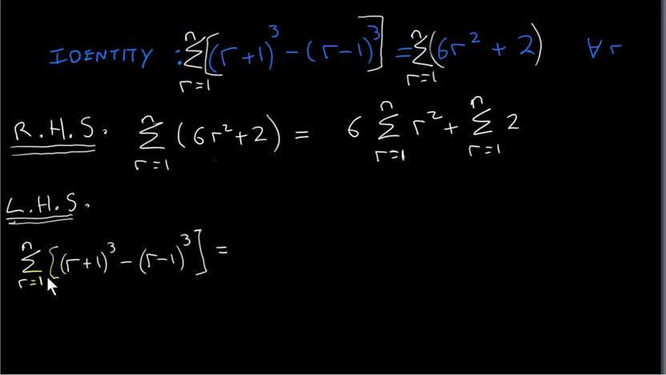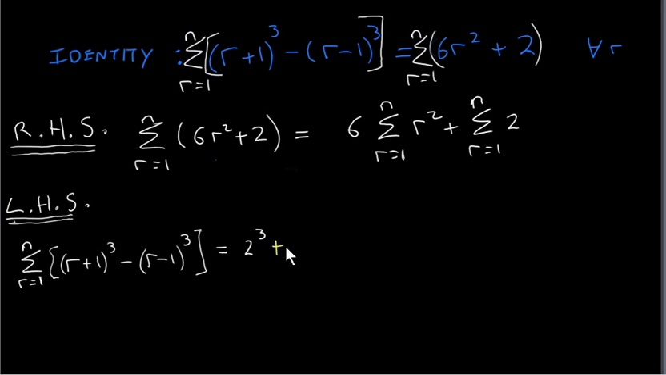Well, we start with r equals 1. We plug 1 in here, so we get 1 plus 1 is 2. So we get 2 cubed. I'll leave it like this. Minus, then we plug 1 in. 1 minus 1 is 0. 2 cubed minus 0 cubed. Actually, I'll leave out the 0 cubed. That's just 0. So this is the first term corresponding to r equals 1.